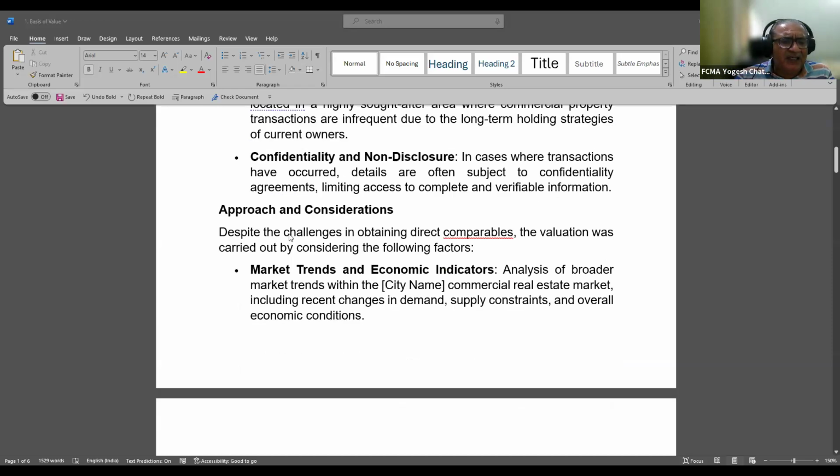Approach and consideration. Despite the challenges, which will always be there, our task is to overcome them, so we need to describe how we have overcome them. Despite the challenges in obtaining a direct comparable, the evaluation was carried out by considering the following factors. Number one, market trend and economic indicators. Analysis of broader market trends within the so-and-so commercial real estate market, including recent changes in demand, supply constraints, and overall economic conditions.